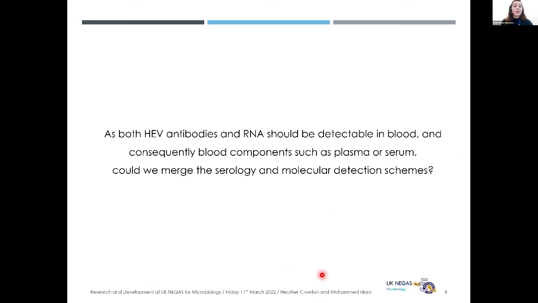So knowing that we've got quite a large proportion of participants that are registered for both the serology and molecular detection schemes, and we know from the UK Standards for Microbiology Investigation report that hepatitis E antibodies and RNA should be detectable in serum, could we potentially merge these schemes into one EQA that participants could register for that would detect both antibodies and RNA?